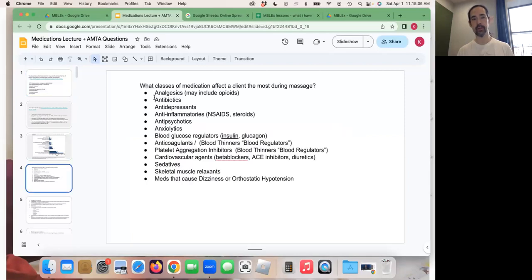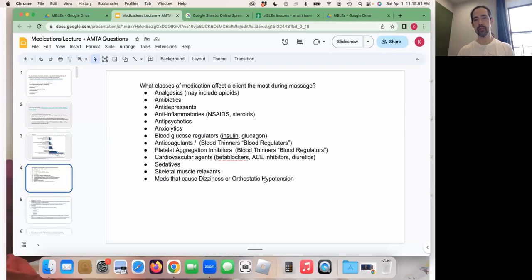I think I have another iteration of the list down here. Yeah. And then blood glucose regulators, those are diabetes drugs. Both anticoagulants and platelet aggregation inhibitors, those are both blood thinners or blood regulators. Any kind of cardiovascular agent, so anything that regulates the heartbeat or the blood pressure. So beta blockers, ACE inhibitors, they help the heartbeat, the heart rhythm. Diuretics regulate the blood pressure. Sedatives, skeletal muscle relaxants, any med that causes dizziness or orthostatic hypotension.